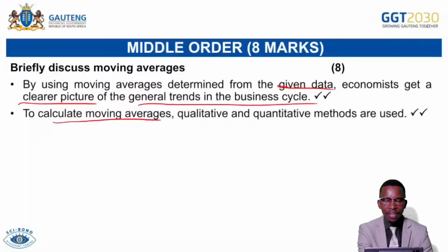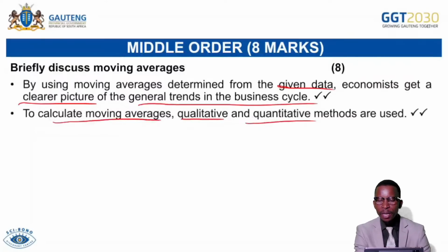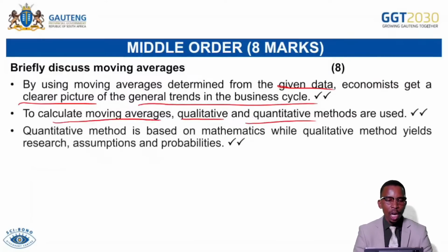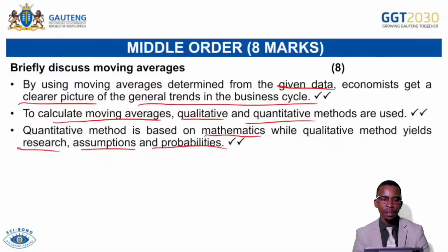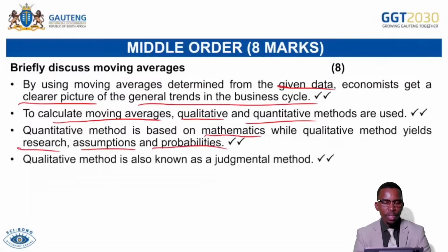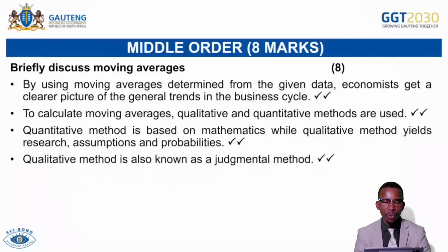To calculate moving averages, quantitative and qualitative methods are used. We use two methods. Quantitative method is based on mathematics, while qualitative method yields research, assumptions, and probabilities. The qualitative method is also known as the judgmental method because there can be probabilities that we use. So we use judgment in there to make a decision. We don't use the available information, we judge.